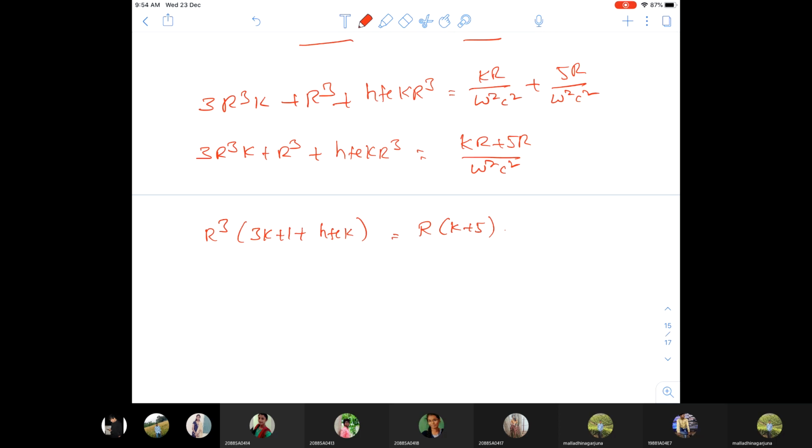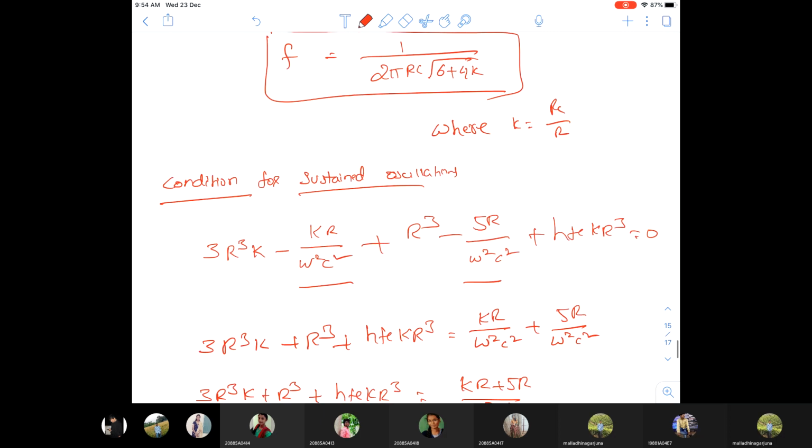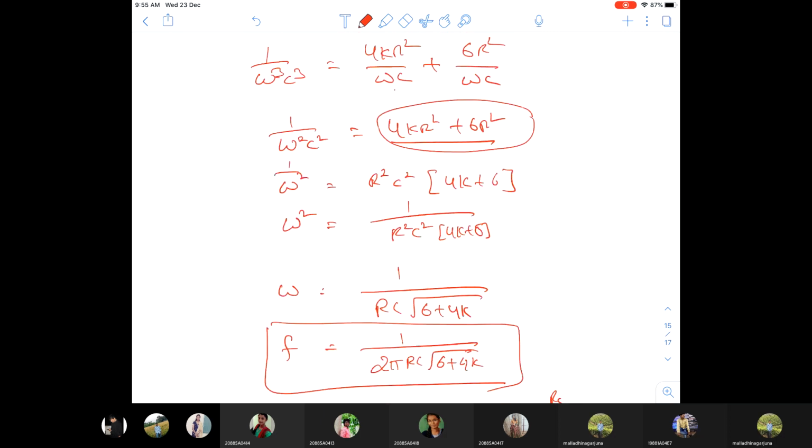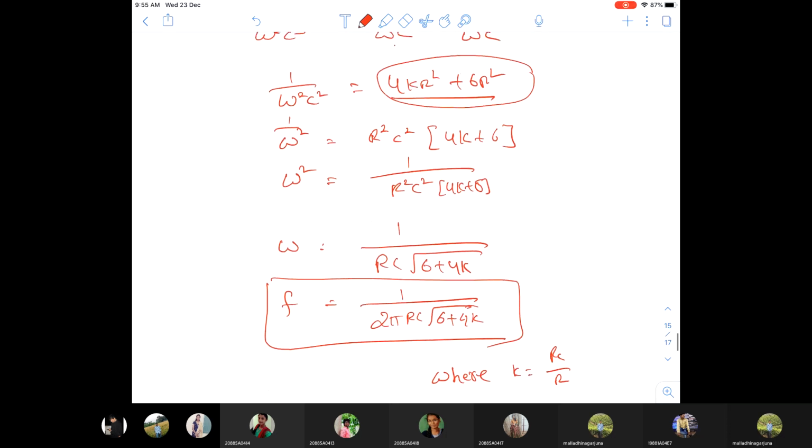Into 1 by omega square c square. So this is hfe k, same, into r into k plus 5 into, in the place of 1 by omega square c square, you can substitute this. 1 by omega square c square equal to 4kr square plus 6r square. You can substitute in the place of 1 by omega square c square. So you copy and paste here.